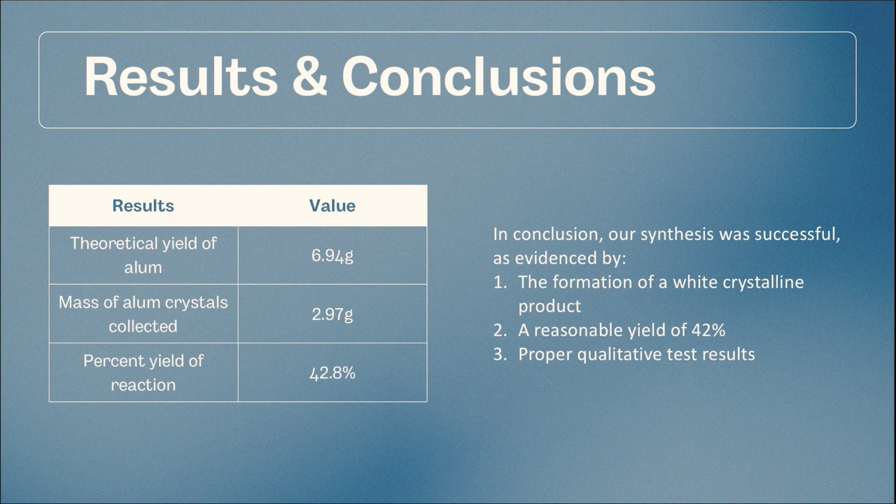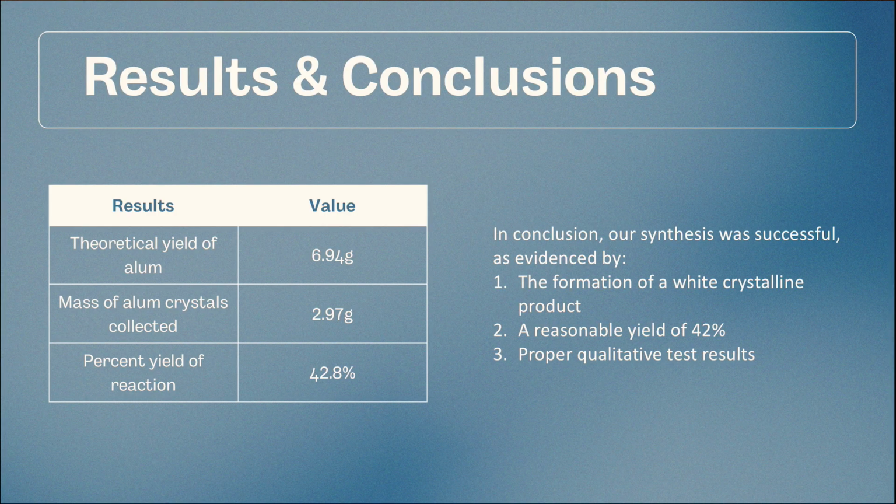In this slide, we're going to be talking about the key findings and conclusions from our synthesis experiment. The successful formation of alum was evidenced by the production of a white crystalline product, which is the expected appearance of potassium alum sulfate. The overall yield of the synthesis was measured at 42%. While this percentage reflects that some of our material was lost during purification and filtration, it's still a reasonable outcome given the complexity of the process and the steps that we had to take as well.